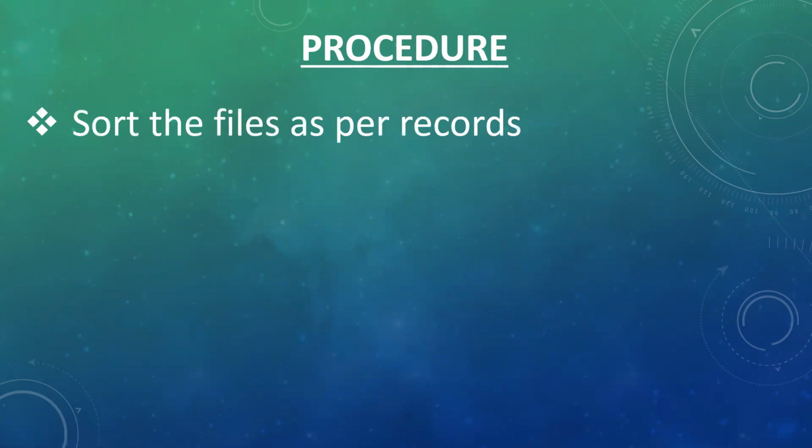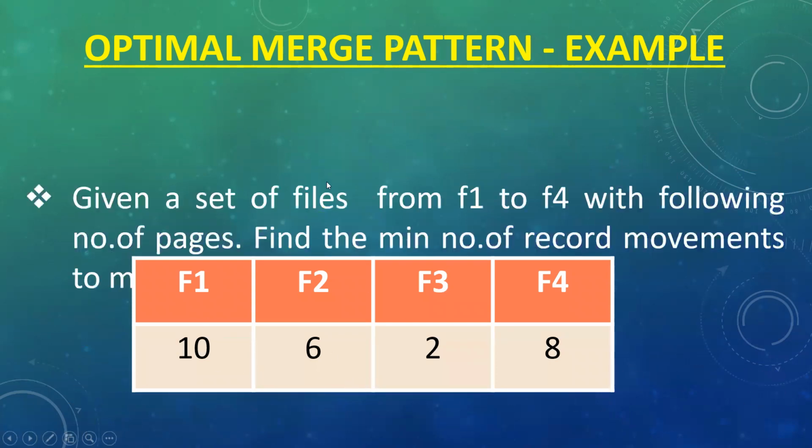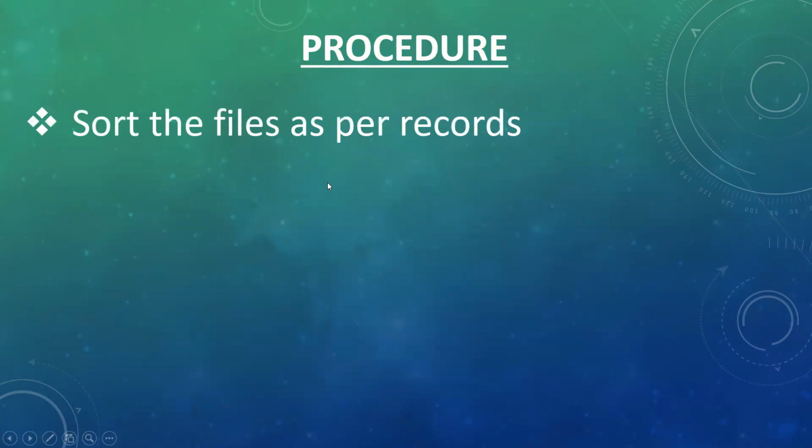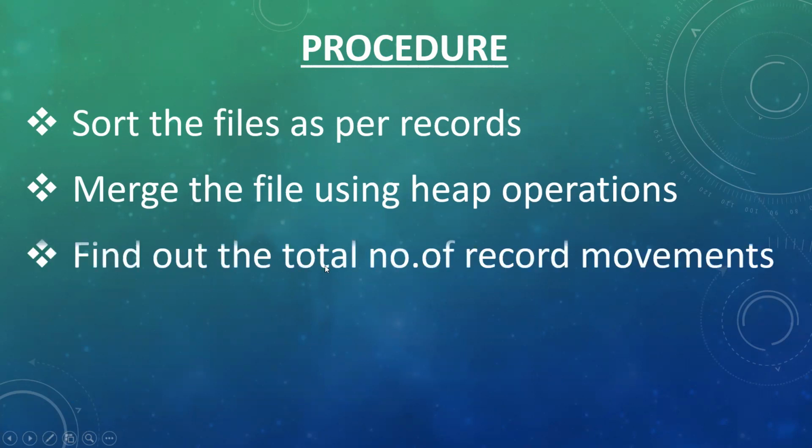So the procedure is like, first what we have to do is sort the files as per records. Here it is given in the non-sorted order. So we have to sort the files as per the records and then merge the files using heap operations. Here you can take the minimum heap and then take the smallest value, right? So you can use the minimum heap operations. Next is to find out the total number of record movements. So these are the three steps that we are going to follow in this optimal merge.